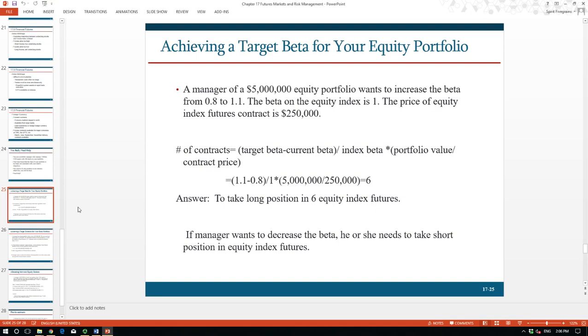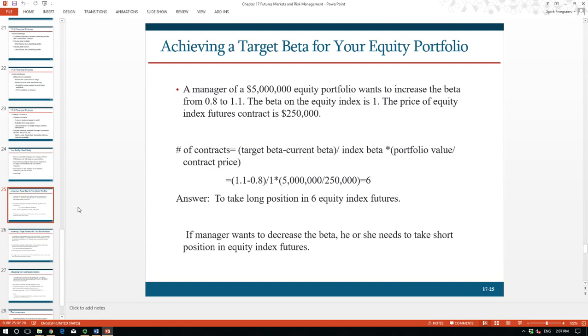And here is a little calculation you need to do in order to figure out how many positions you need to take to change the beta of your portfolio. So here's the equation: number of futures contracts equals target beta minus current beta, divided by index beta, then times the ratio of portfolio value and contract value.